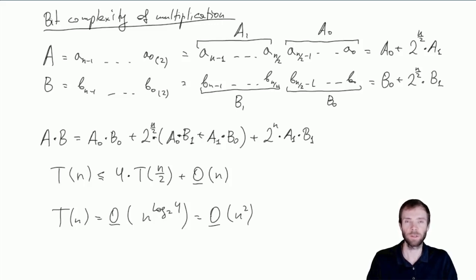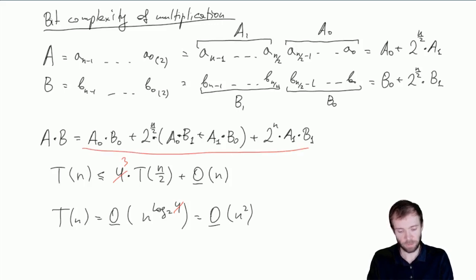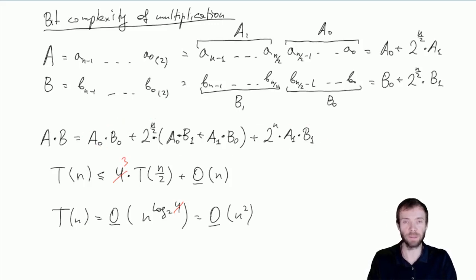So actually, for now, divide and conquer was of no use. We got the same quadratic complexity as we did using just the school book method. But at least we see where we can improve. If we would like to fruitfully use the divide and conquer approach here, we cannot improve this part, but we can try to improve this one and try to place, say, 3 instead of 4. To do so, we need to improve it here. So we do not need to compute 4 products of n over 2-bit numbers. We have somehow to compute just 3 such products.